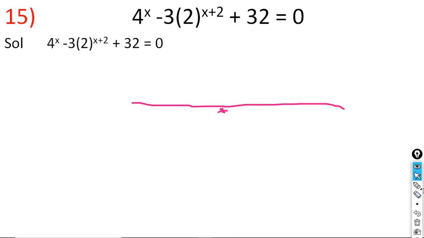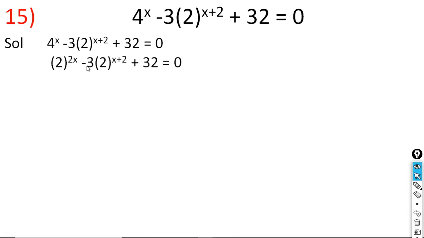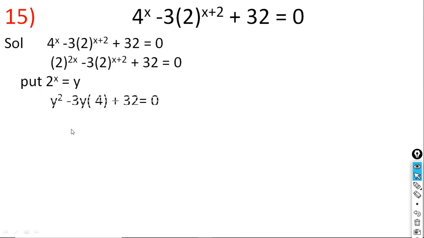Now here we have a next problem. It is 4 raised to power x minus 3 into 2 raised to power (x + 2) plus 32. So students, in this case, this question we have to change in the form of a quadratic equation. 4 raised to power x and here it is 2 raised to power (x + 2). So 2 raised to power x I am going to substitute as any other variable. Before that, this 4 can be expressed as 2 raised to power 2x. Then substituting 2 raised to power x as y, so we get here y square because 2 raised to power x is y.